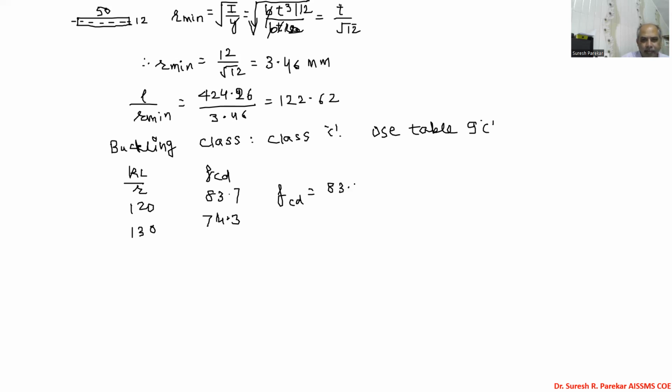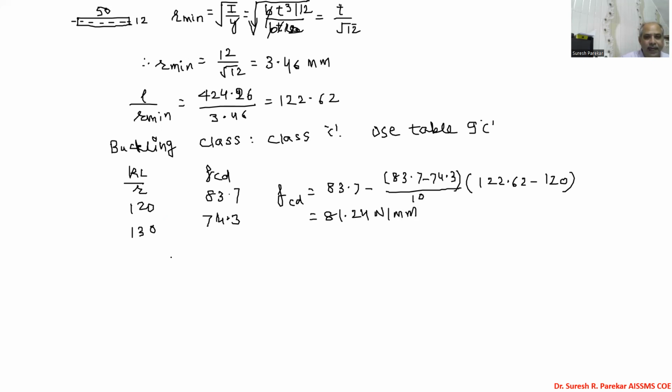From this we will get the value of fcd, that is equal to 83.7 minus 83.7 minus 74.3 divided by 10, into, we have taken 120 as reference, so 122.62 minus 120, and we will get this value as 81.24 Newton per mm square.